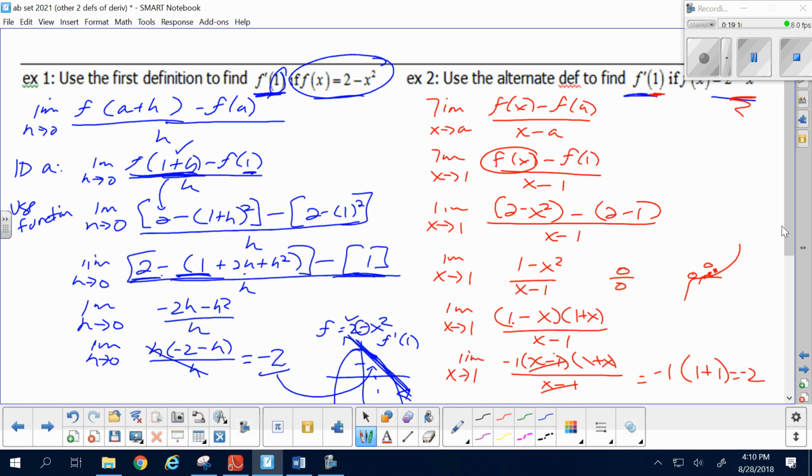I get the same slope. Either method, it's the same idea. It's just a little different algebra along the way. All right? That's the point.